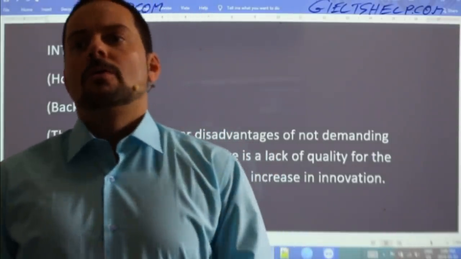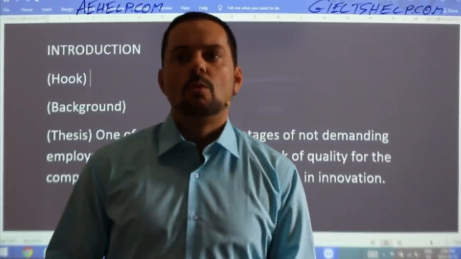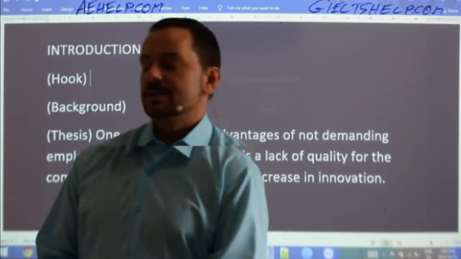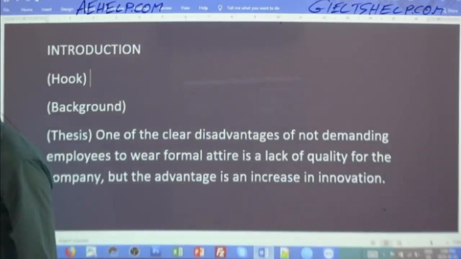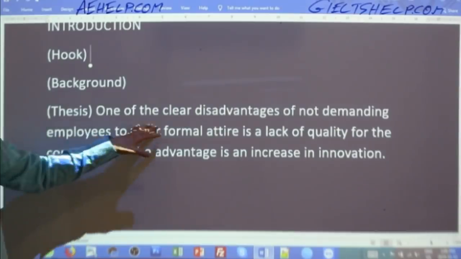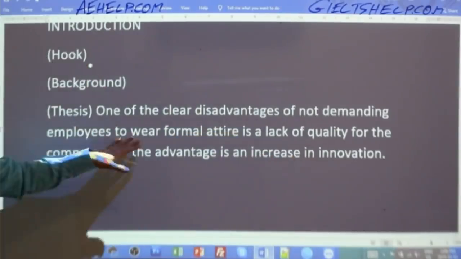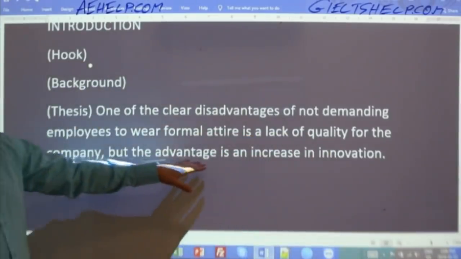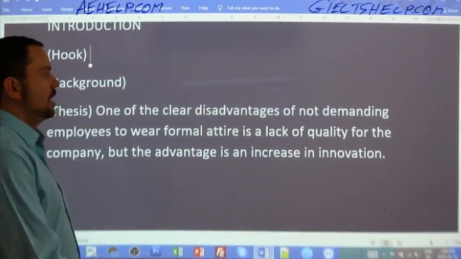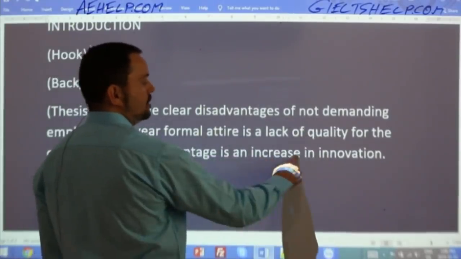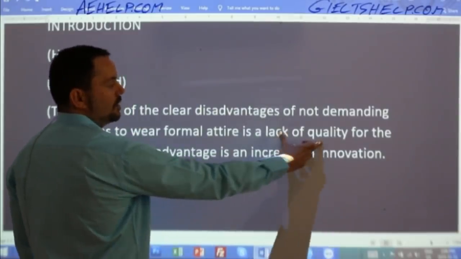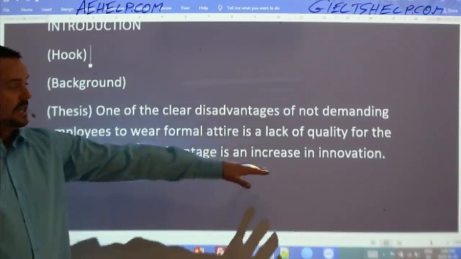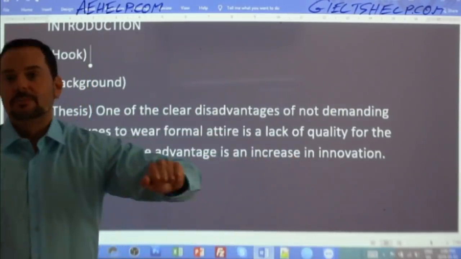Yeah, so Rahul, that's right. If you want to talk about negative first, then you have to say the negative first in your thesis. Okay, good job. Write your hook. This is my thesis again. So one of the clear disadvantages of not demanding employees to wear formal attire is a lack of quality for the company, but the advantage is an increase in innovation. Lack of quality, increase in innovation. So lack of quality is my point 1. Increase in innovation is my point 2. Obviously, I have to explain that clearly in my essay.